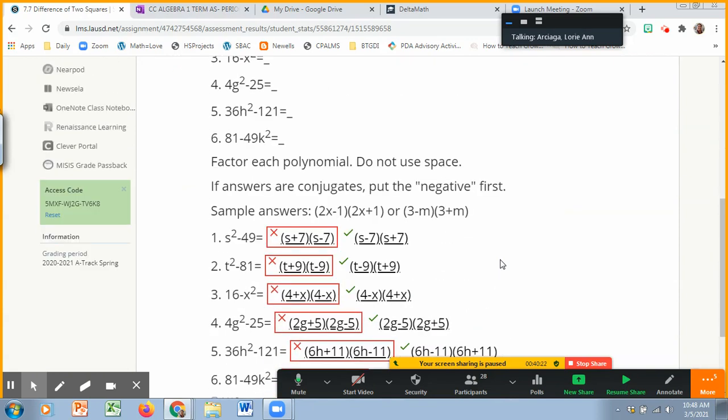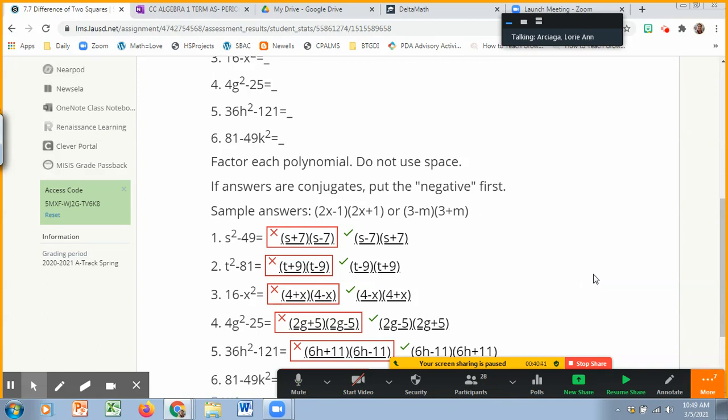Oh, Cicely. Minus first, honey. You have to switch your answers around. You're going to do minus first. Did you see that? Because your answers are s plus 7, s minus 7. Nice one, Aiden.